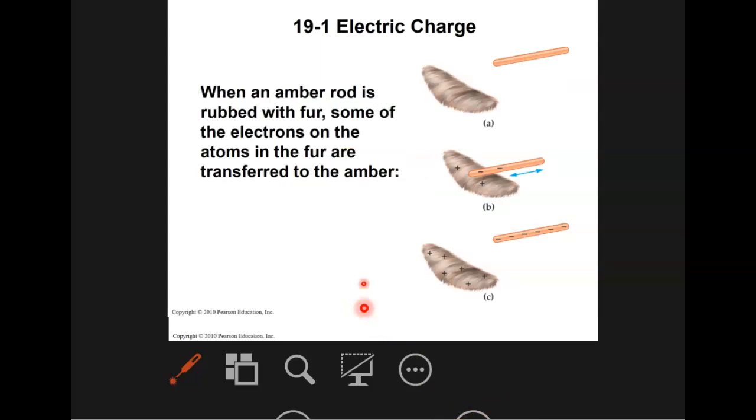So what happens if you look at this? You have an amber rod that's rubbed with some fur. First, in diagram A, they're basically by themselves. Then as you rub the rod against the fur, it collects charges. And so now the rod has picked up negative charges, and because the electrons left the fur, the fur is left with a positive charge.